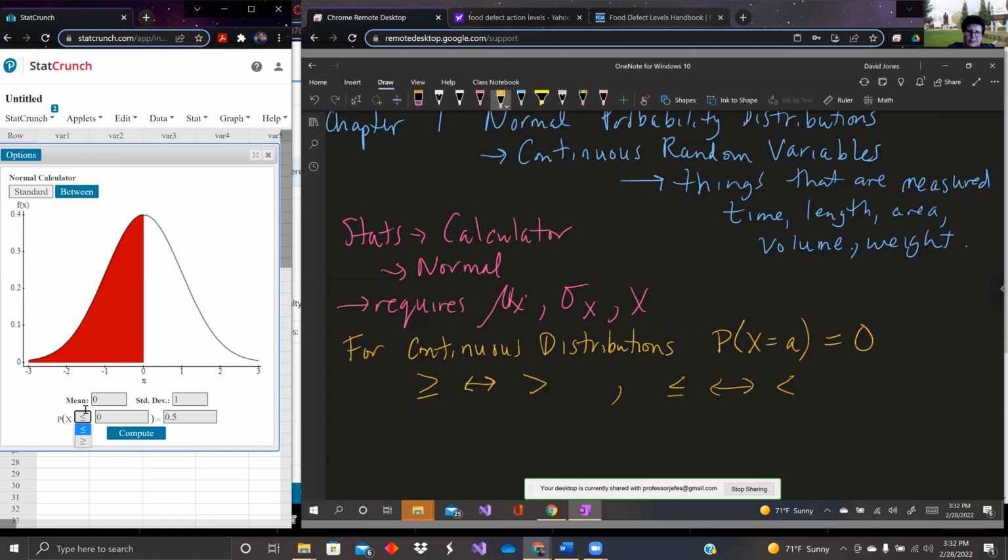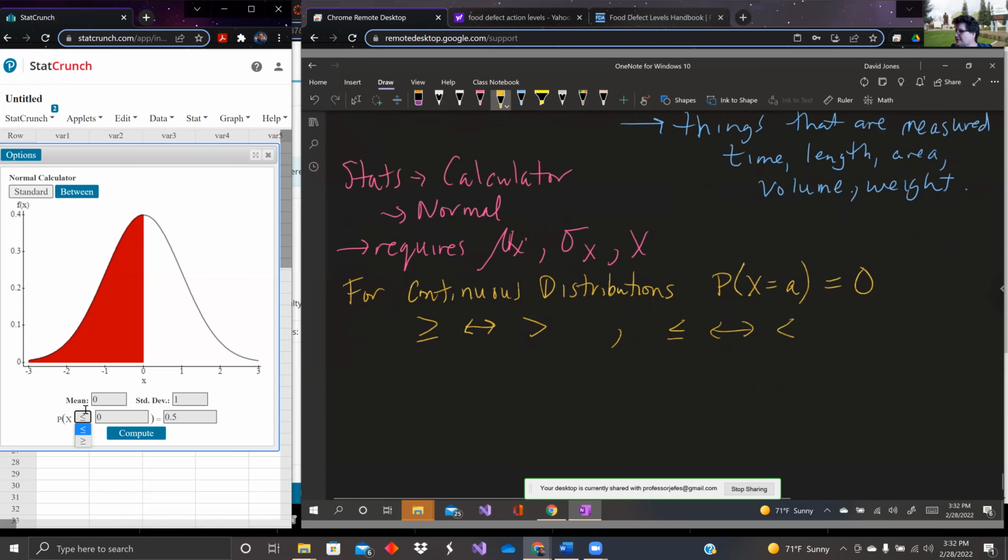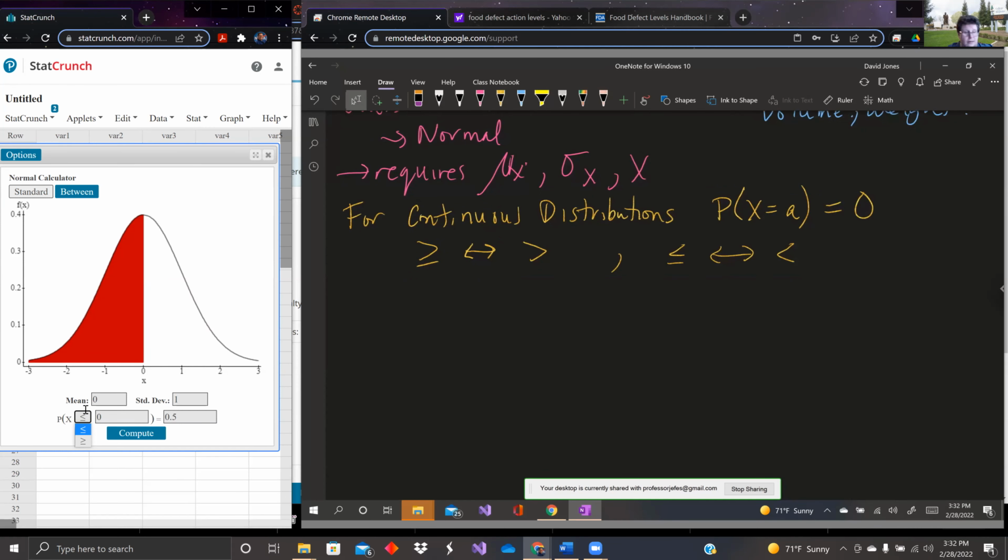Why might you say? Well, picture it as this. And this comes with related to the rules of normal distributions. The area beneath the curve equals 1.